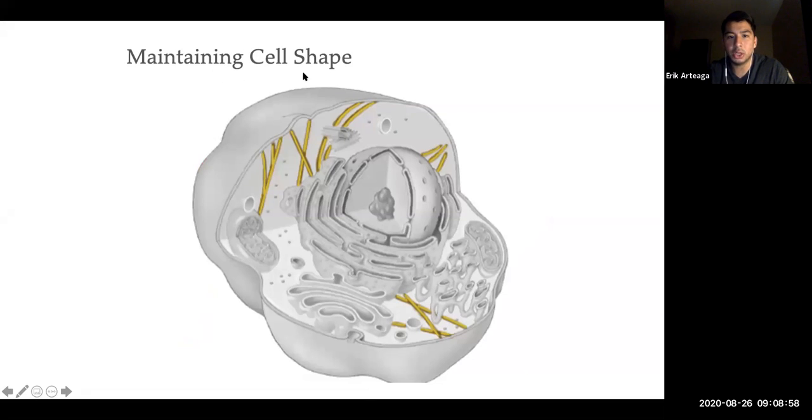So, maintaining the cell shape. Here we have microtubules, or cellular structures, that are going to be maintaining how that cell is kept structurally sound. Okay, so these are different proteins that are going to, again, keep that cell appropriately shaped.